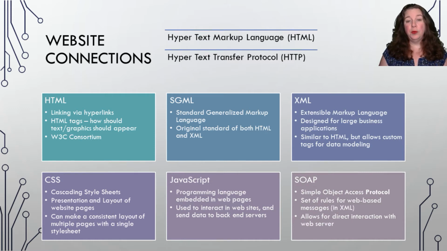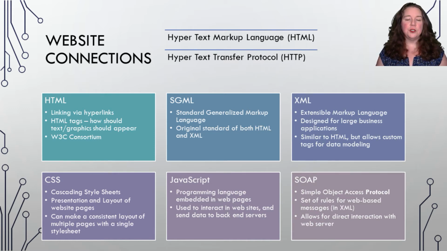When they were coming up with HTML, the standard that they used prior to it was called SGML, or Standard Generalized Markup Language. So it's a markup language using tags similar to HTML. It was the precursor. It was the markup language we used first, and then we built HTML out of it. So SGML came first. It was actually the original standard of both HTML and XML.